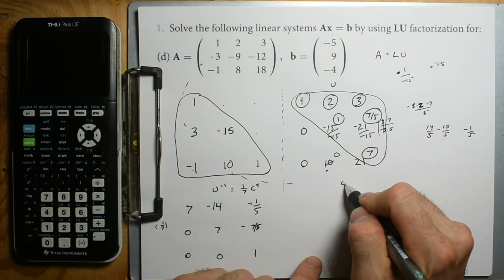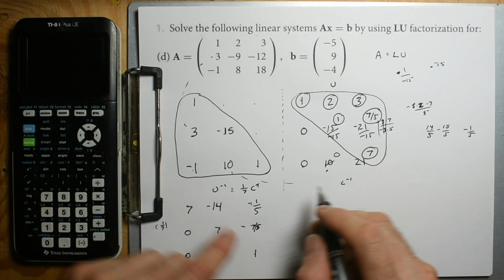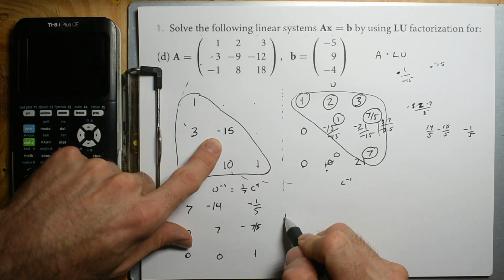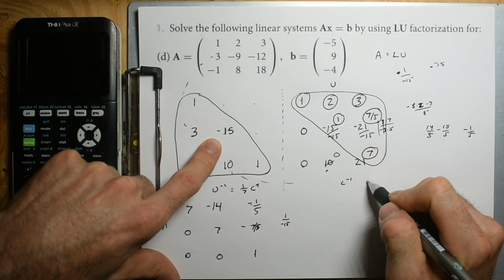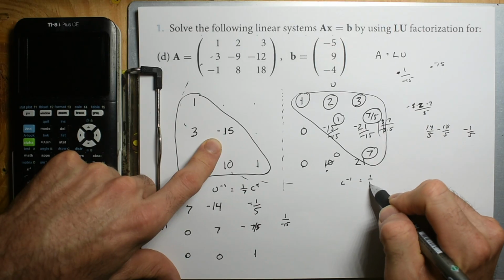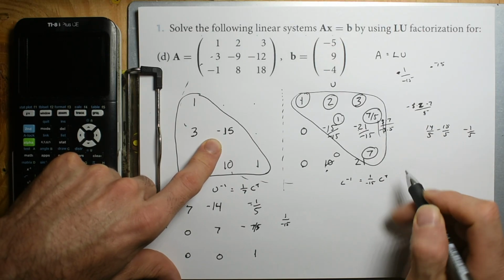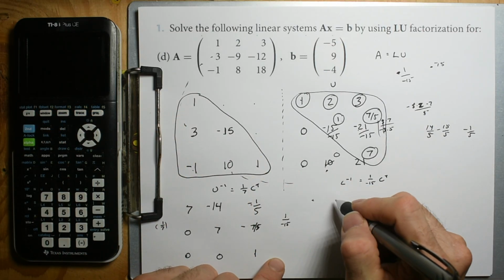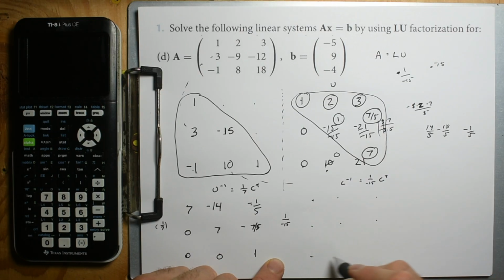So hopefully I did that right. Inverse lower is going to be 1 divided by the determinant, so that's 1 divided by negative 15, times the cofactor transposed of this. So I'm just going to do three more rows.